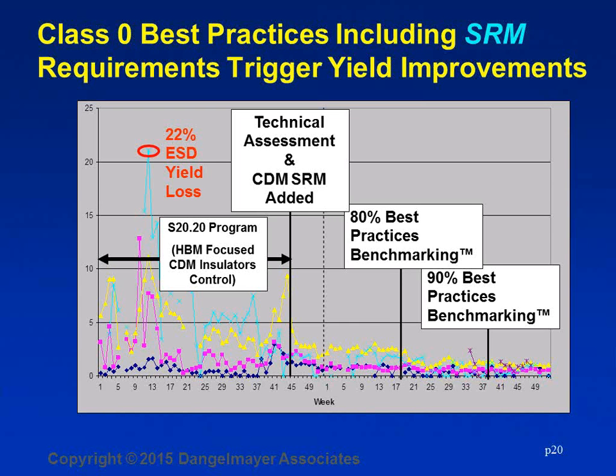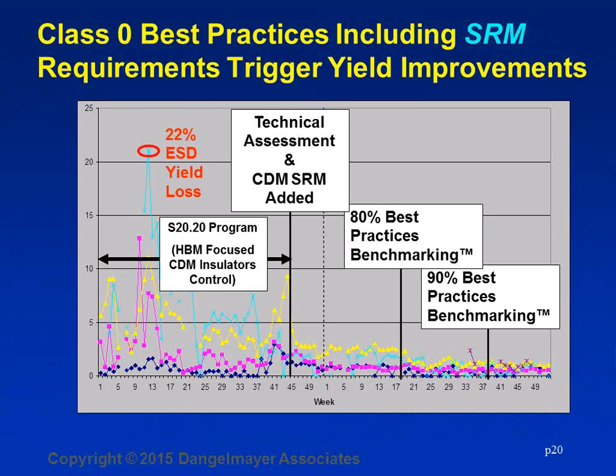And when we started digging into it, now this is a very sensitive device. It was a class 0 device, and we went in and did a technical assessment and evaluated the CDM and surface resistance and had them install some very significant surface resistance things. And you can see that the yield loss started coming down. Now, before they even implemented the program, failure was even higher than you see on the chart. But even with a good S20.20 normal program in place, they were still seeing losses as high as 22%.